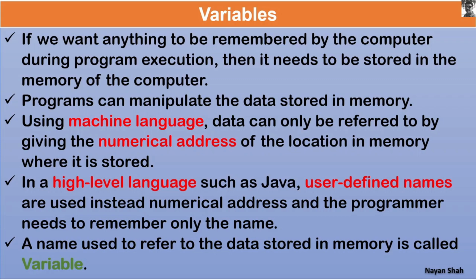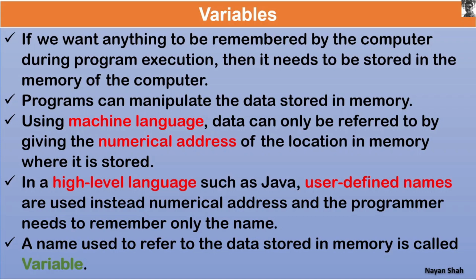Using machine language, data can only be referred to by giving the numerical address. Remember, that was the tough time when there was no higher level language and there was only machine language. In machine language, whenever you want to store some value or want your program to remember some value, you need to remember the numerical address of your memory, which part of memory you are storing that value in. That memory address would be a hexadecimal code, a very complex number, but you need to remember it if you are using machine language, because it gives you the location in memory where that value is stored.